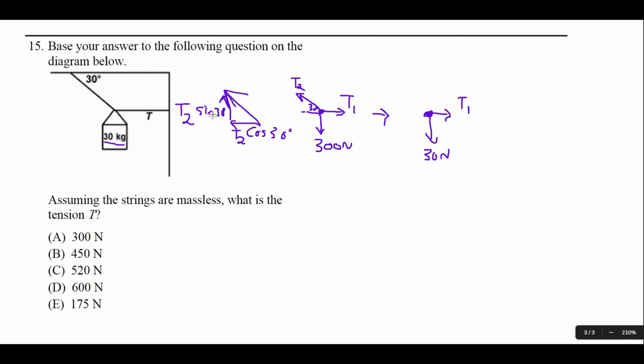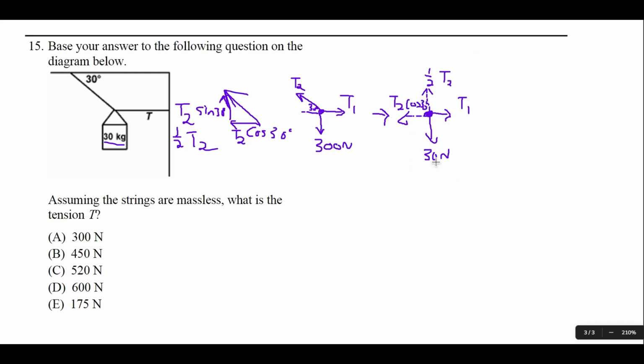I apologize because I don't have the calculator on hand. I don't remember what these are in fractions. I know that this one's going to end up being 1/2 T2. I don't know about this one though, so sorry for that. But what I'm going to do is replace this upwards angled T2 with the vertical component, which is 1/2 of T2, and this horizontal component, which is T2 cosine 30.